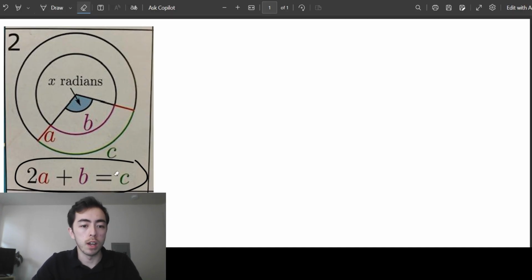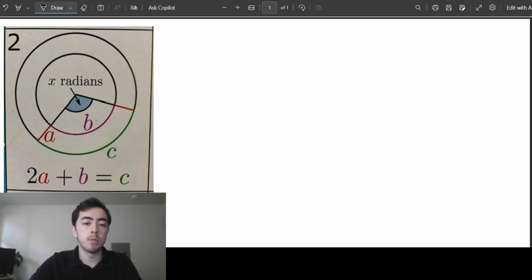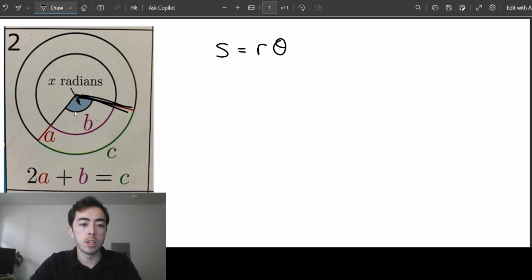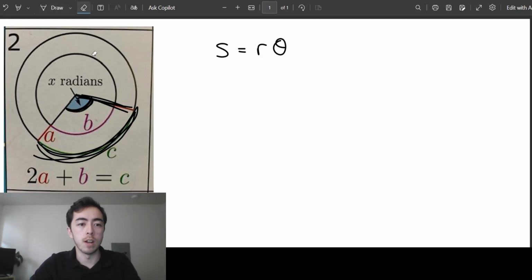All right, let's try it out. The first equation that I want to bring up is the arc length formula, where S represents some kind of arc length like this, and S is just equal to r theta. R is the radius, so like here, and theta is going to be the internal or central angle that subtends, or just measures out, the arc on the outside here. And for our problem today, theta is going to be x, because x is our angle.